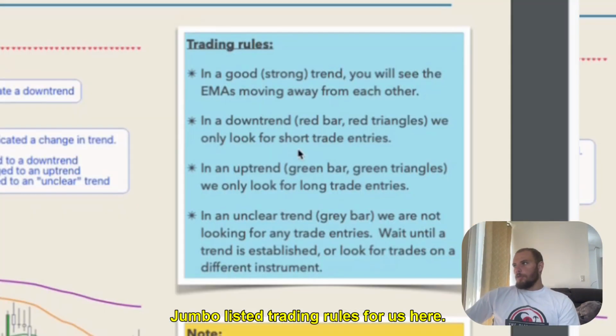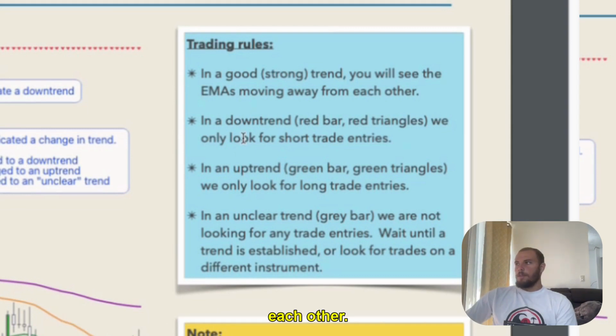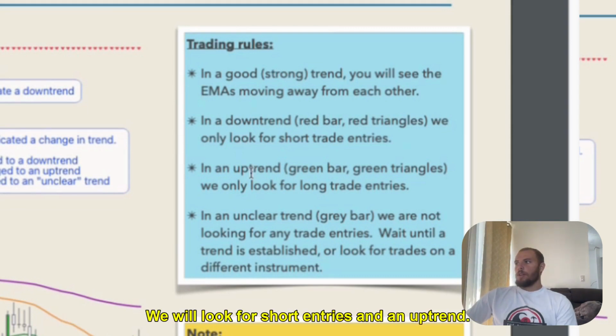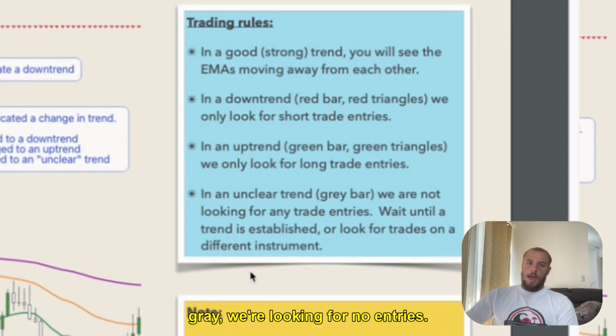Jimbo lists some trading rules for us here. In a good, strong trend, you will likely see the EMAs moving away from each other. In a downtrend, we will look for short entries, and in an uptrend, we will only look for long entries. In an unclear market, or when it's gray, we're looking for no entries.